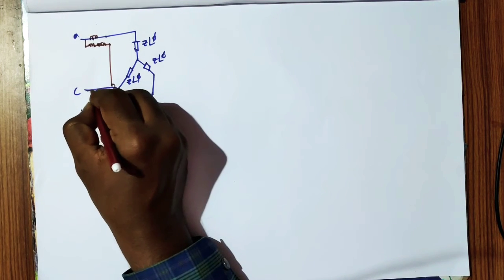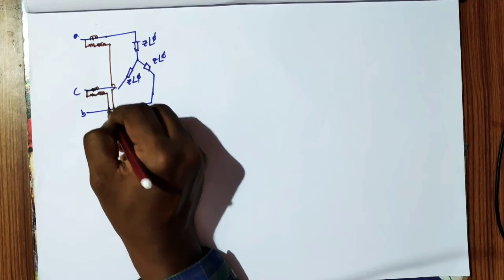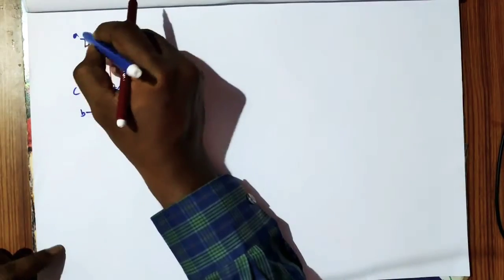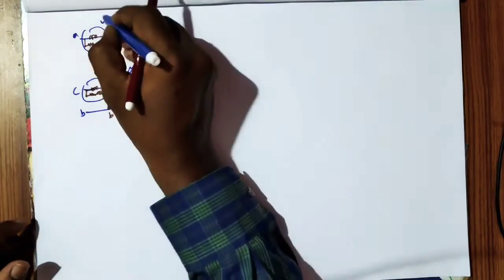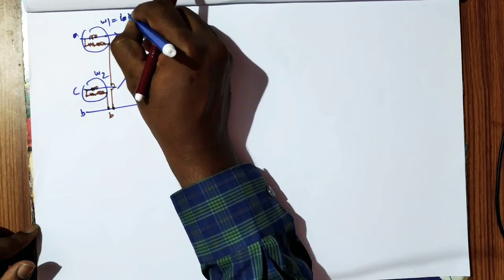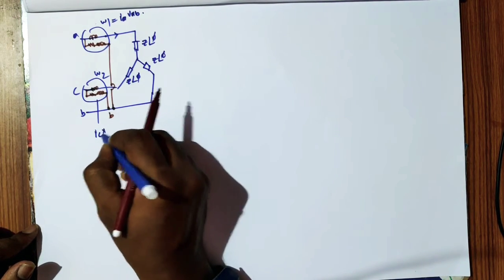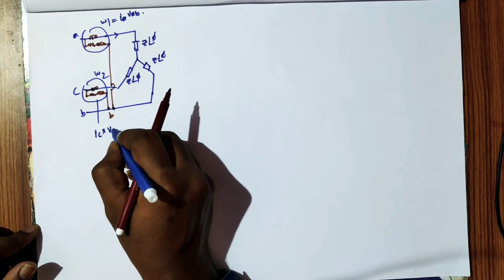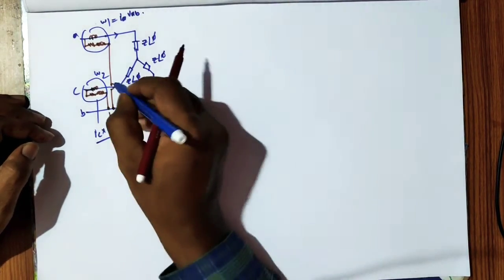Common point B. So this is measuring W1 and W2. W1 will measure line current IA and voltage VAB. Similarly, W2 will measure IC and voltage VCB. So I want to extract the phasor diagram.